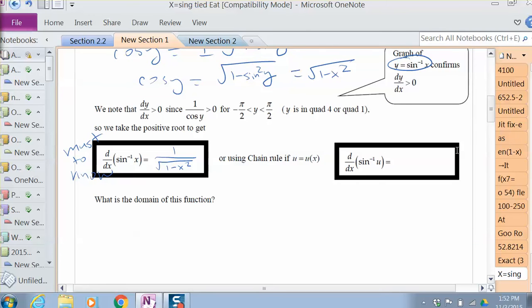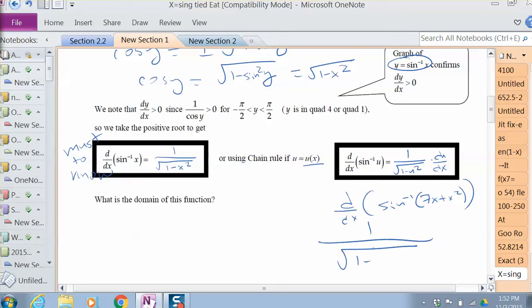Or more generally, if you have an inverse sine of u, where u is some function in terms of x, we can write the derivative as 1 over root 1 minus u squared times the derivative of u with respect to x. For example, say I had to find the derivative of the inverse sine of 7x plus x squared. Then it's 1 over root 1 minus the inside squared, times the derivative of the inside, 7 plus 2x.